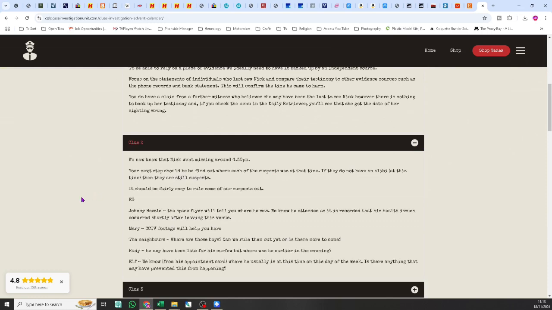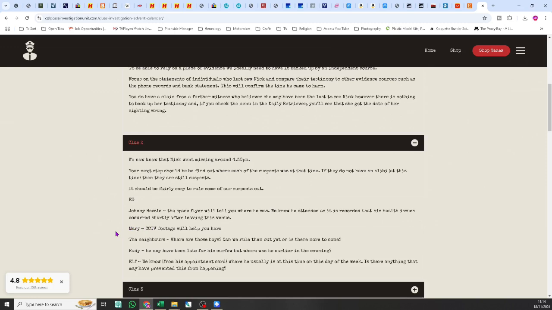Clue 2. We know that Nick went missing around 4:30 p.m. Your next step should be to find out where each of the suspects were at that time. If they do not have an alibi at this time, then they are still suspects. It should be fairly easy to rule some of the suspects out. E.g., Johnny Bezel, the space flyer, will tell you where he was. We know he attended, as it is recorded that his health issues occurred shortly after leaving this venue.